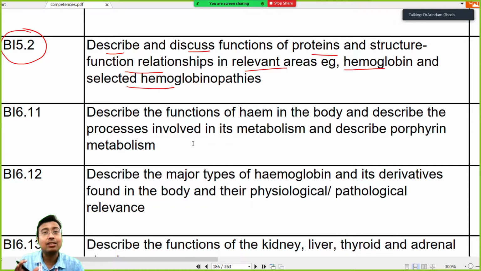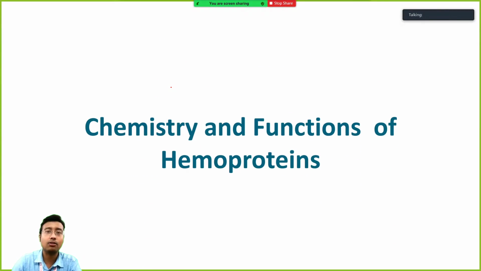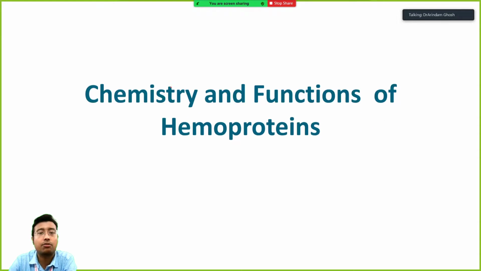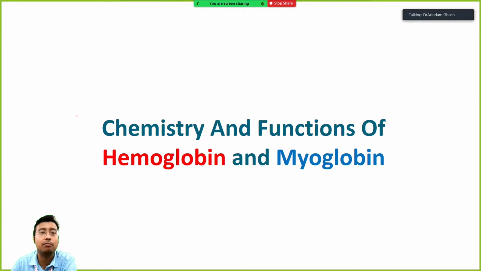It means this is just one of them. Hemoglobin is one such example, and hemoglobinopathies, I mean diseases of abnormal hemoglobins, are one such example where structure and function are related. So it can be many, but since the competency mentioned specifically hemoglobin, this is a must-know area. Alright, so we should all know everything about hemoglobin. In this whole series of lectures we will be studying the chemistry and functions of hemoproteins. Specifically, we will give our importance to hemoglobin and myoglobin, right?